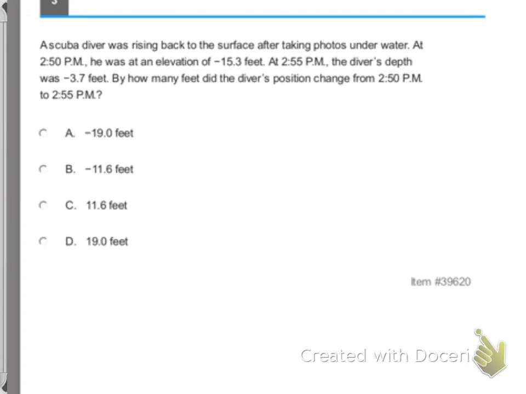Number 3. A scuba diver was rising back to the surface after taking photos underwater. At 2:50 p.m., he was at an elevation of -15 3/10 feet. At 2:55 p.m., so that's a 5-minute difference, the diver's depth was -3 7/10 feet. By how many feet did the diver's position change from 2:50 to 2:55? So we want to know how much did he go up, right? Because if he starts at -15.3, and he's at -3 7/10, well, he's actually rising, and that's what it says, right?